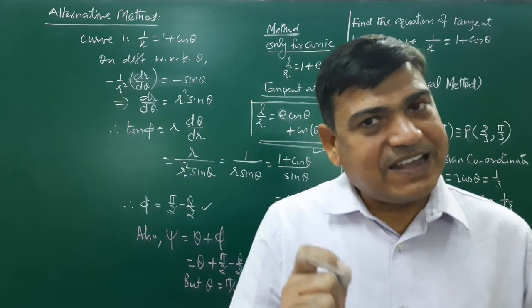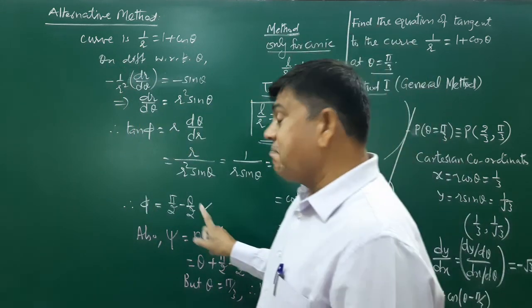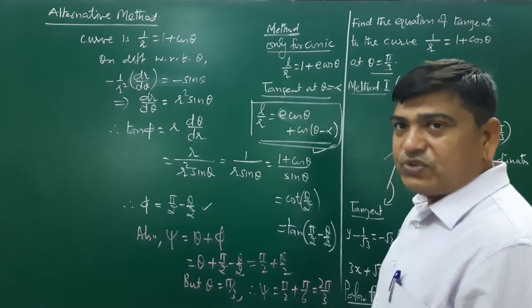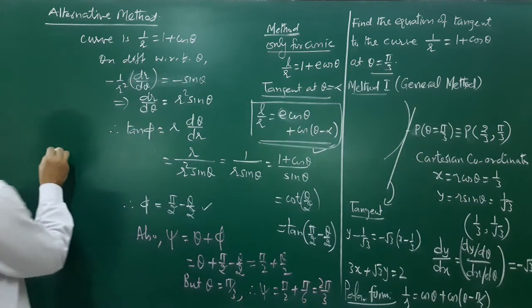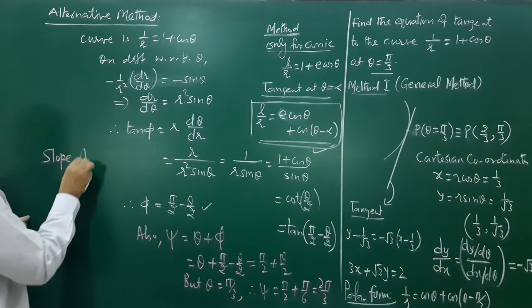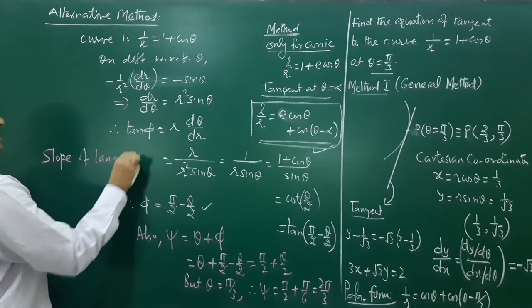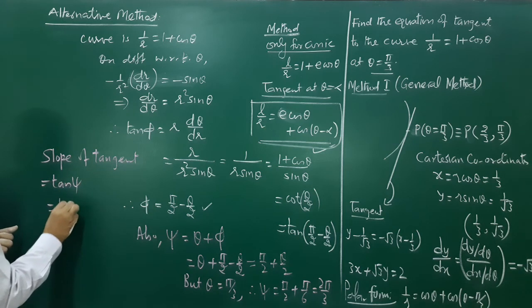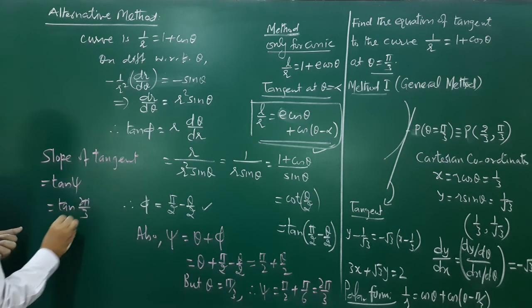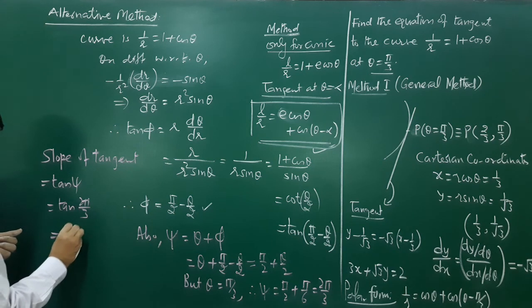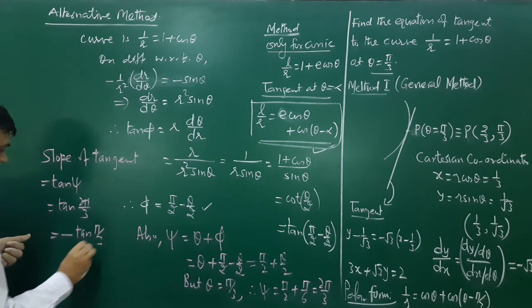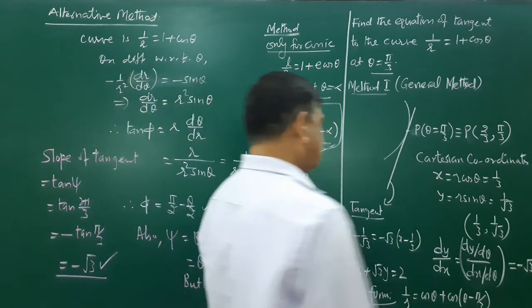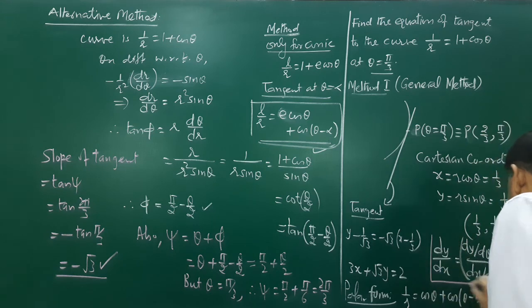So what is the angle made by the tangent with the x-axis? That is 2 pi by 3. So the slope of the tangent, that is tan psi, that is tan 2 pi by 3, that is minus tan pi by 3, and that is minus root 3.